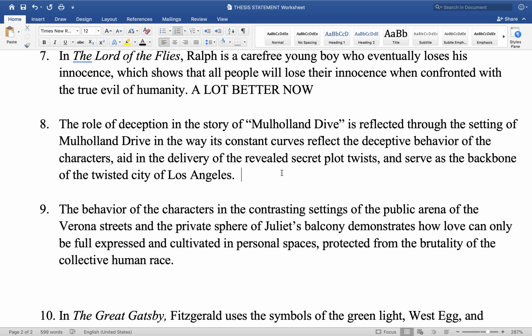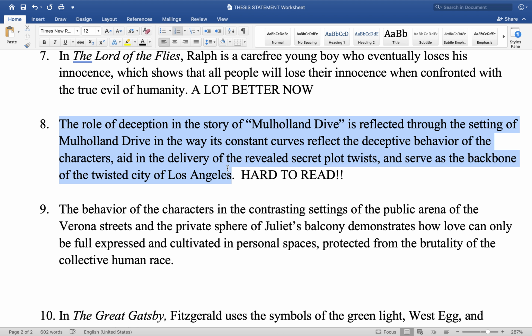This one is hard to read. Not bad as far as content. It's just, man, it's a twisting, deceptive road just to read this sucker. So it needs a little bit of work. It's got a lot of good stuff in there about the way that the setting somehow connects to the thematic topic of deception, but it just needs to be tinkered with a little bit.